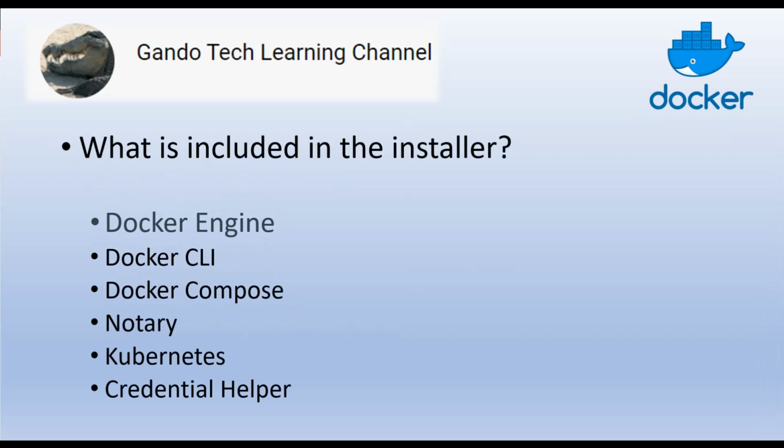Now if you want to install Docker, what would be included in this install? By installing Docker on your machine, you will have Docker Engine, Docker CLI, Docker Compose, Notary, Kubernetes, and Credential Helper. You have heard about some of them in my previous video, and you will learn about the others as we go through the other videos.